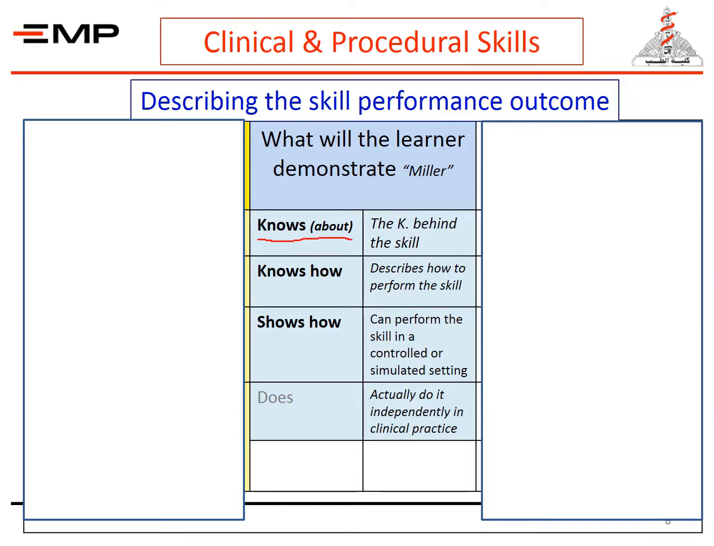where it is important to clarify the essential knowledge behind the skill. This is followed by know-how, where students can describe how the skill is performed. This is followed by show-how, where students can perform the skill in a controlled, simulated setting. And this ends with does, where students can perform the skill fluently.